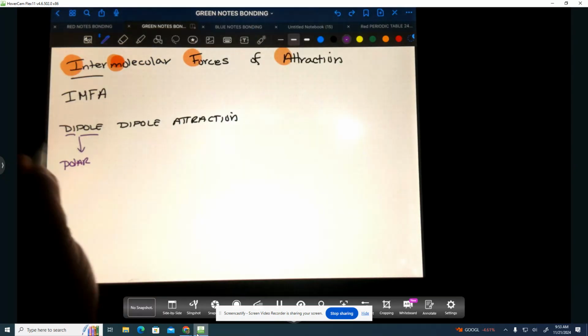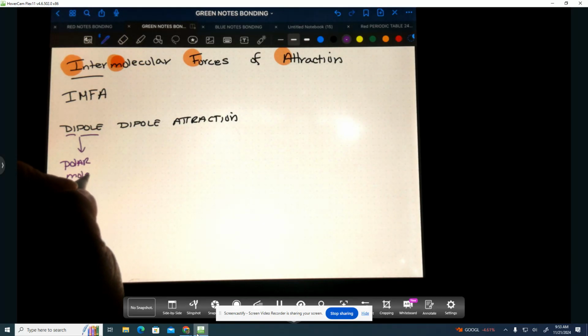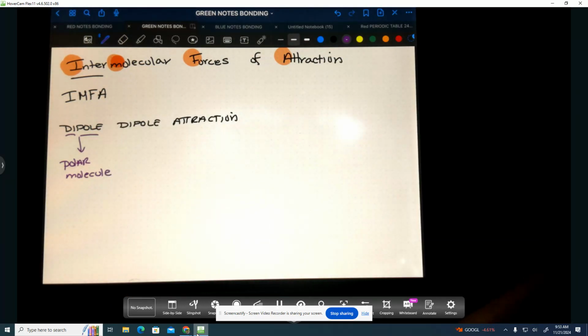If I say this is a dipole, then you know it is a polar molecule. That's it. So if I have dipole attraction, I'm really saying polar molecule attracted to another polar molecule. That's what a dipole attraction is. Polar molecule to polar molecule. I'm going to draw one for you.